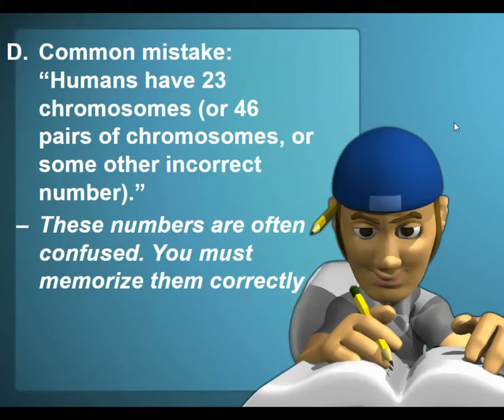A common mistake that people make is saying that humans have 23 chromosomes or 46 pairs or some other number combination. You just need to remember it's 23 pairs or 46 total.